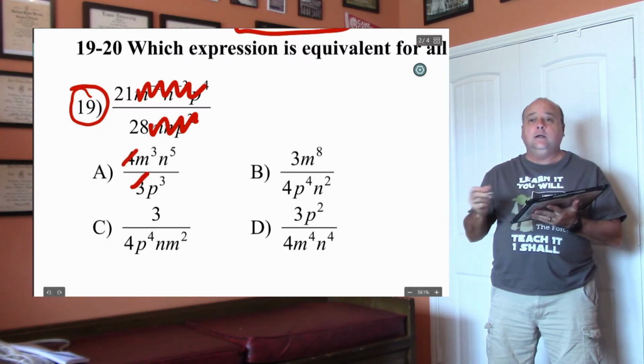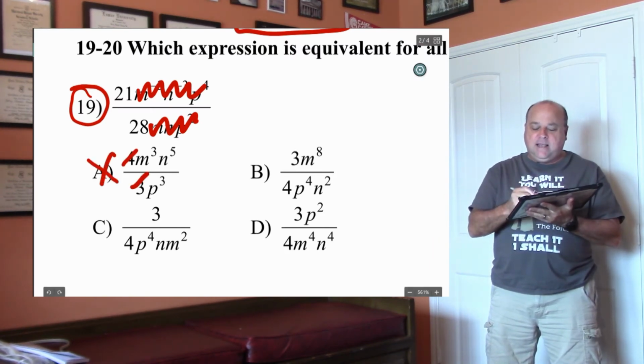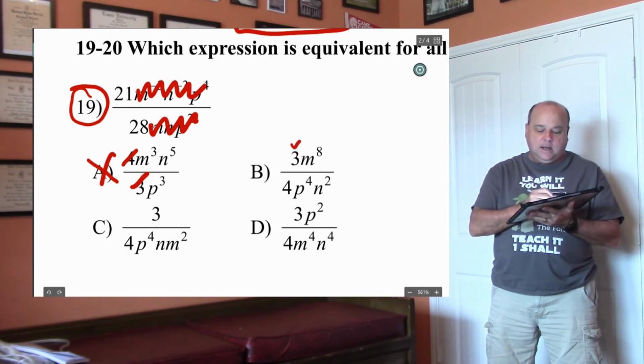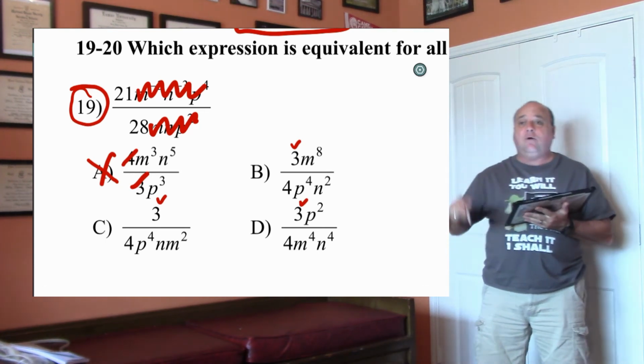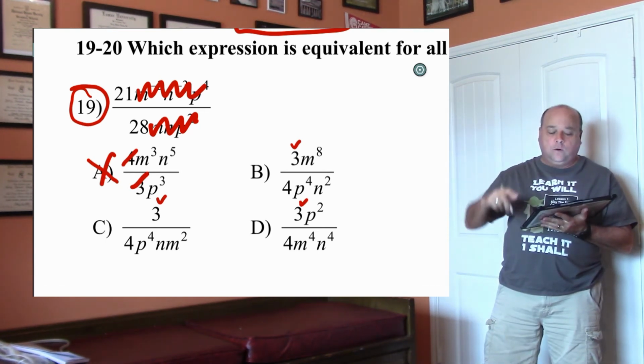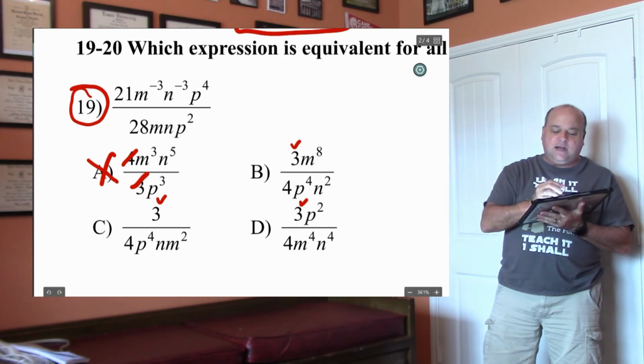This is wrong, isn't it? A is wrong. B has 3 over 4. That part's right. C has 3 over 4. That's right. And so does D. So I know that A is not right because it does not have 3 over 4. So now then, let's go back to the next step.